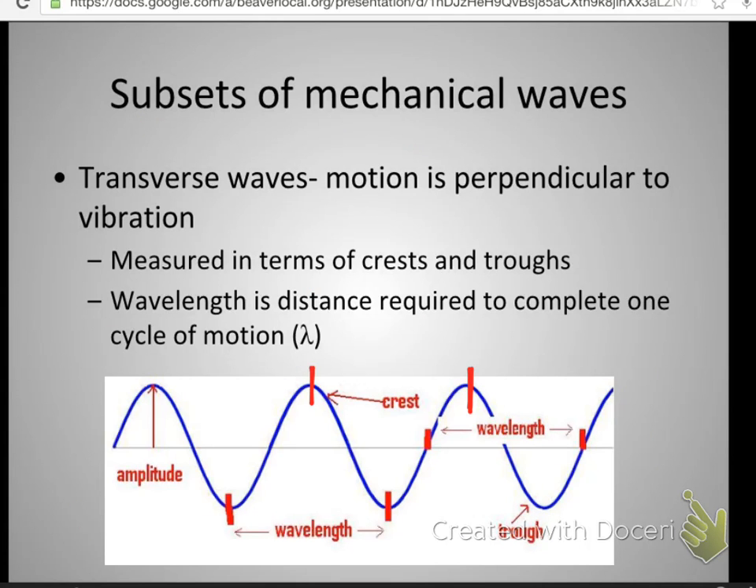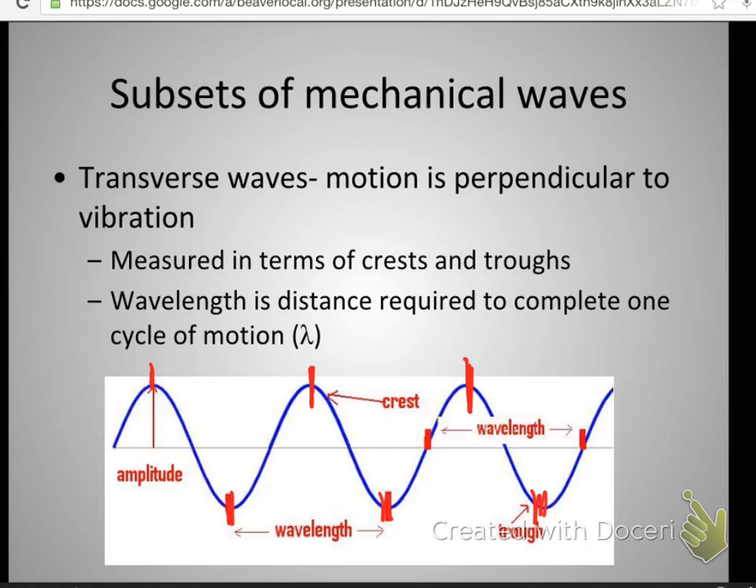So a sine wave is just a special periodic wave. Now, within the two big subsets, mechanical and electromagnetic, there are also subsets. And transverse waves are these guys. They're what you've always thought of as a wave. So we can measure things about transverse waves. These are the crests of the waves, the top parts. These are the troughs down here, the bottoms.